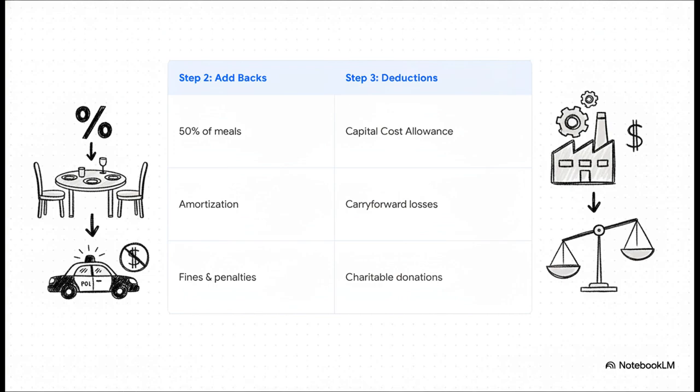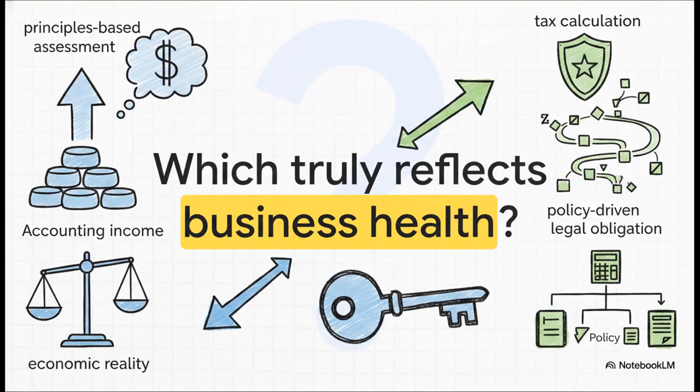So we've traced the dollar from a strict, principles-based assessment of when it's earned, all the way over to a policy-driven tax calculation. Accounting income shows you the economic reality of your business. Taxable income, on the other hand, shows you your legal obligation to society. But I want to leave you with this provocative thought. Between these two vastly different rulebooks, which one do you think truly reflects the actual health of your business? Understanding the gap between them, well, that's the true hallmark of financial literacy.